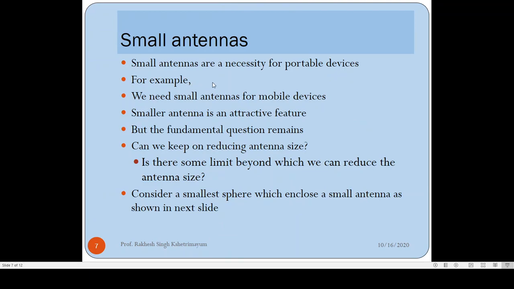One more discussion we need to do is about small antennas. How small, and up to what limit, can you make an antenna? Can you keep on decreasing the size of the antenna?